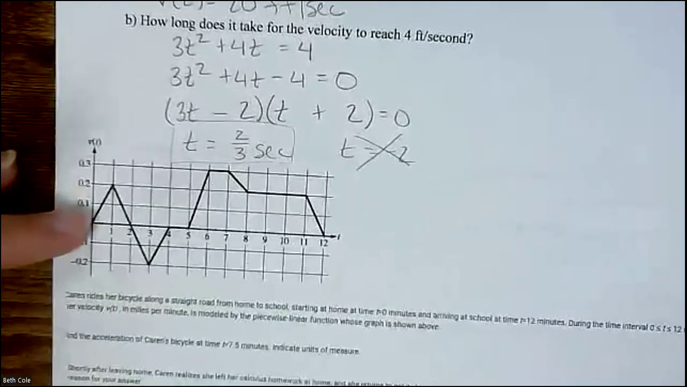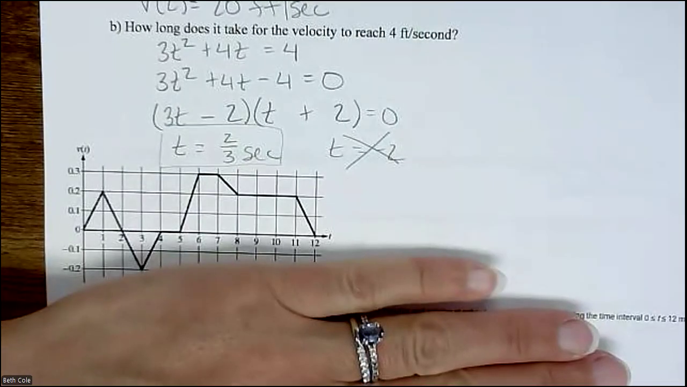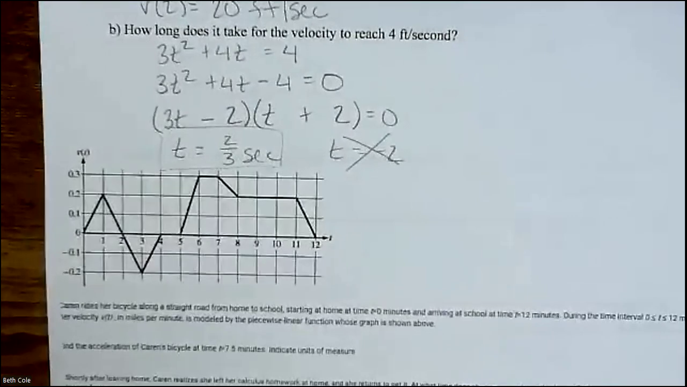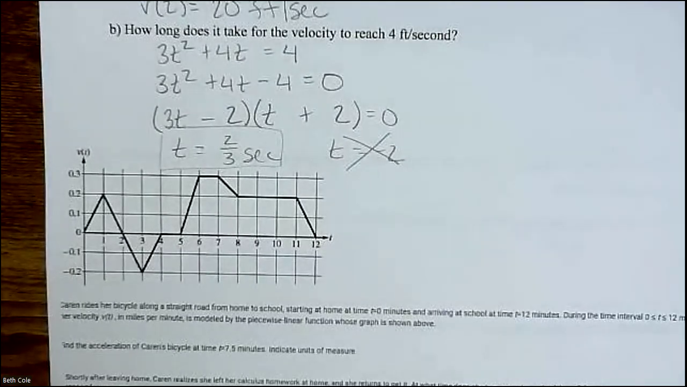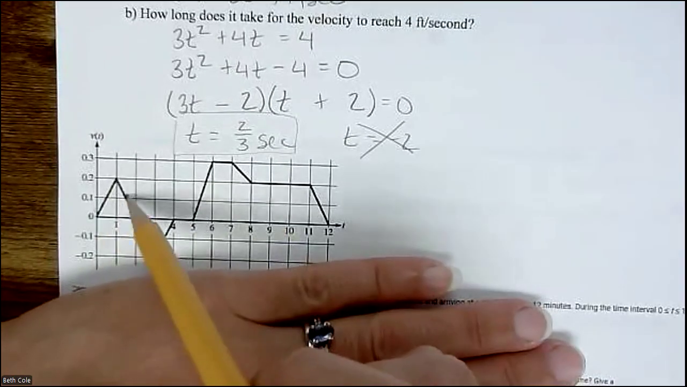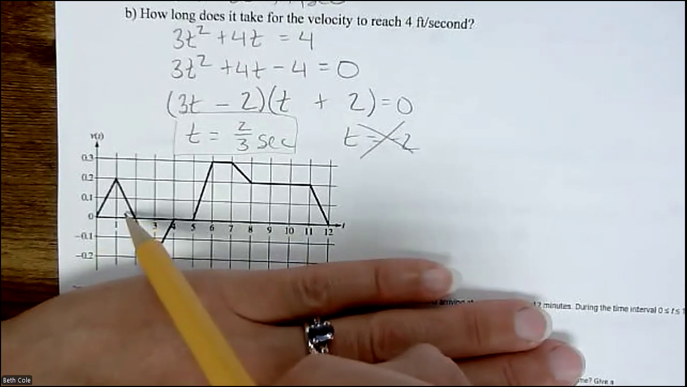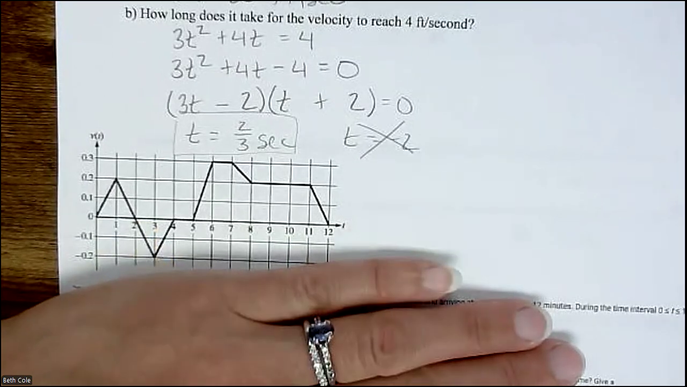So sure. All right. Karen is riding her bicycle. Karen with a C is riding her bicycle along a straight road from home to school. Before we even read any more, well, actually, first, what did they give us? Because I have to know what they gave us. Did they give us position, velocity, or acceleration? Velocity. Okay. Let's see what's going on. Right here, velocity is positive, above sea level. What does that mean Karen did? She rode away from home.